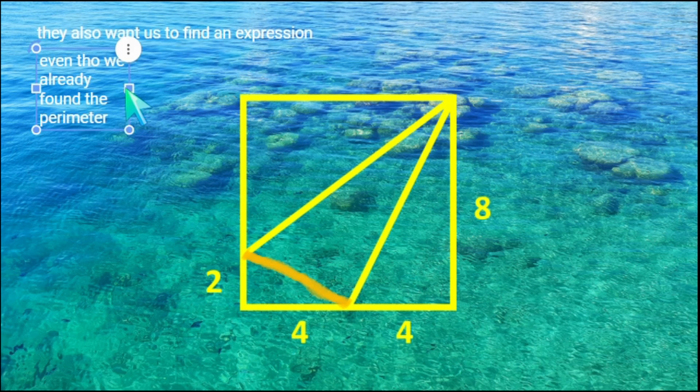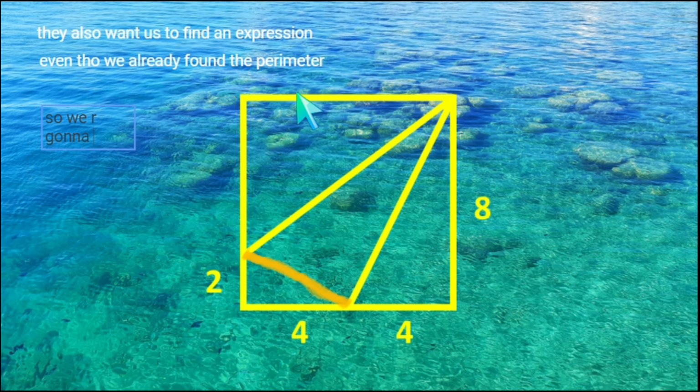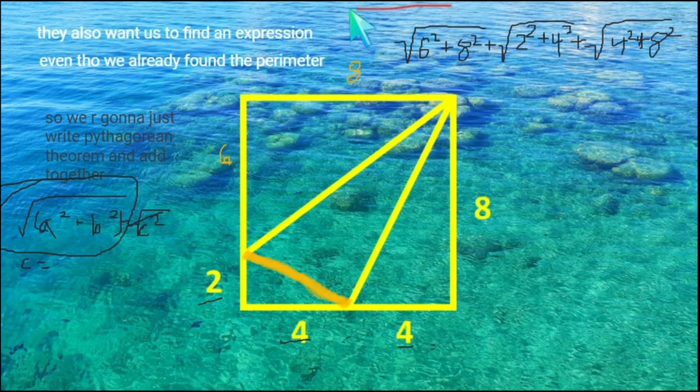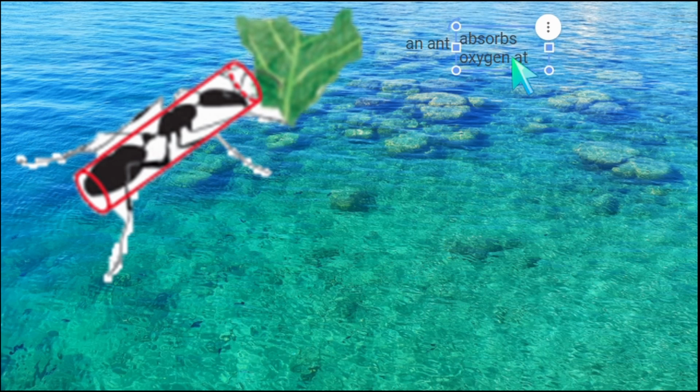But they also want us to find an expression, even though we already found the perimeter. So the way we're going to do this is we're going to backtrack, and we're going to just write our Pythagorean theorem again, and then put a square root on top. We're just going to do this with each triangle on the outside of the triangle on the inside. So we have that triangle on the edge, 6 squared plus 8 squared, with a square root on top, because a squared plus b squared is equal to c squared. So if we put a square root of c squared, yeah, that's pretty much it. It's not hard. We just rewrite and backtrack, and then we have our expression.